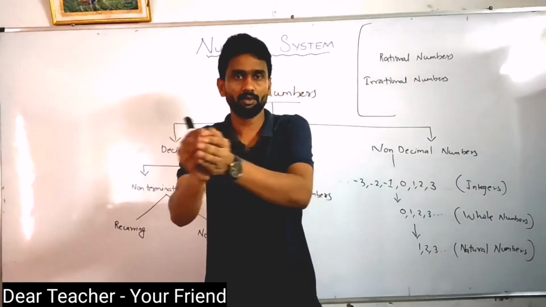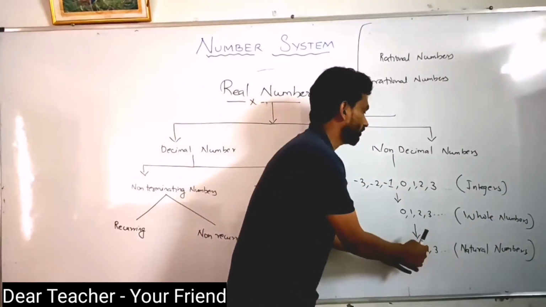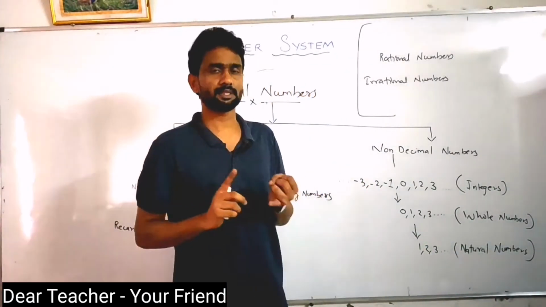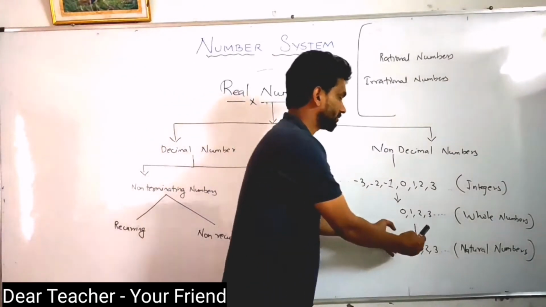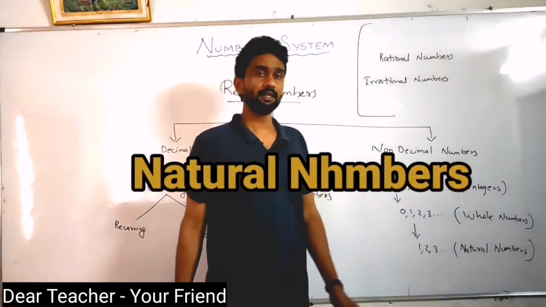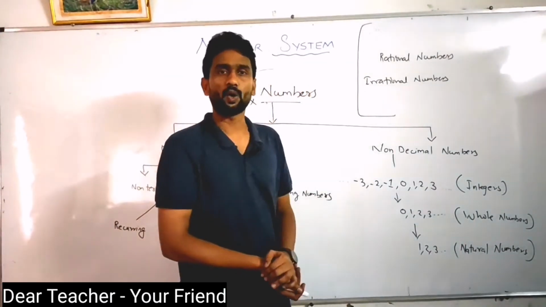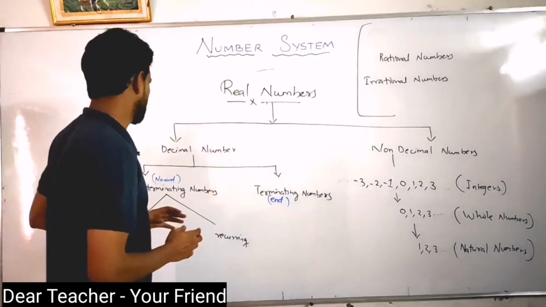So 0, I am going to throw it out. Then the remaining 1, 2, 3. We know 1, 2, 3 are counting numbers and we are using this for counting. So these numbers are called natural numbers. So now look at this. These category are called non-decimal numbers, decimal numbers.